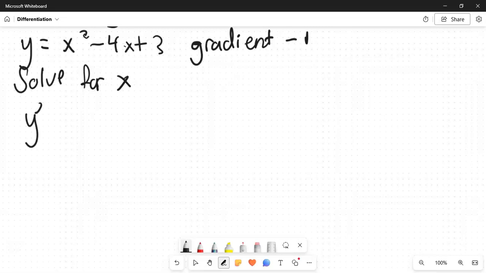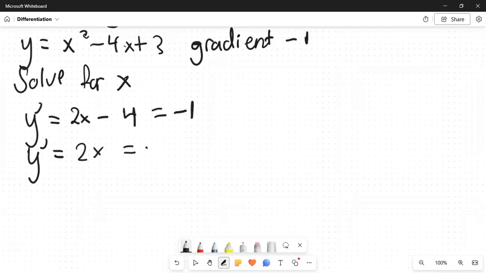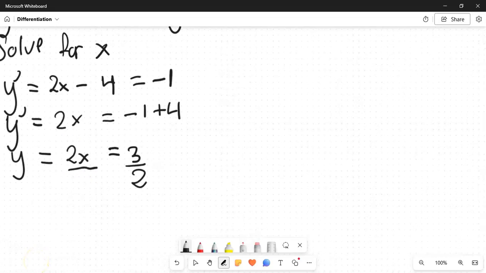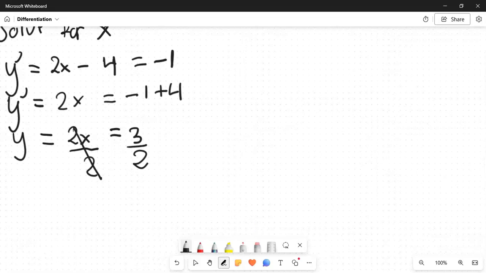Okay, so here we begin. We differentiate this function, it will be 2x minus 4 is equal to negative 1. y dash is equal to 2x minus 4, so 2x is equal to negative 1 plus 4, 2x is equal to 3, then our x value is equal to 3 over 2. So we're already done with finding the gradients and x value.